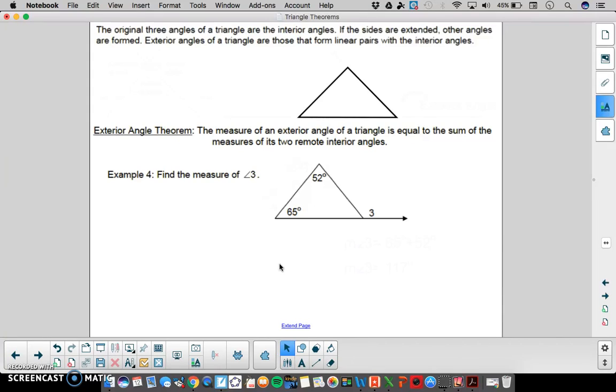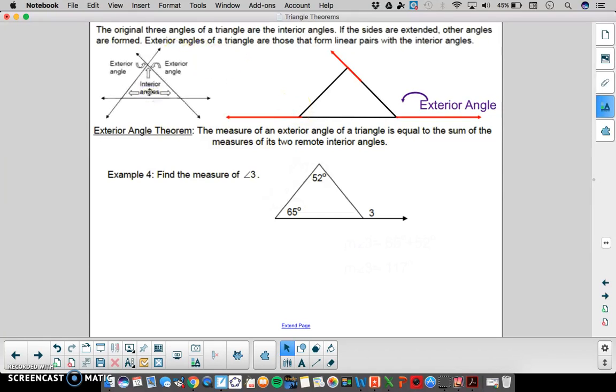Next, in a triangle we have interior angles. If we extend a side, which means I make a line that makes that side longer, the other angles that are formed outside of the triangle are called exterior angles. So we have an exterior angle here. If I were to extend the side out this way, I could have an exterior angle here. I could also extend this side out and have an exterior angle here.